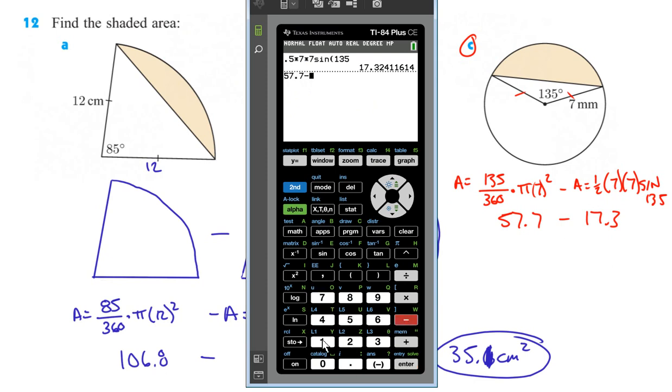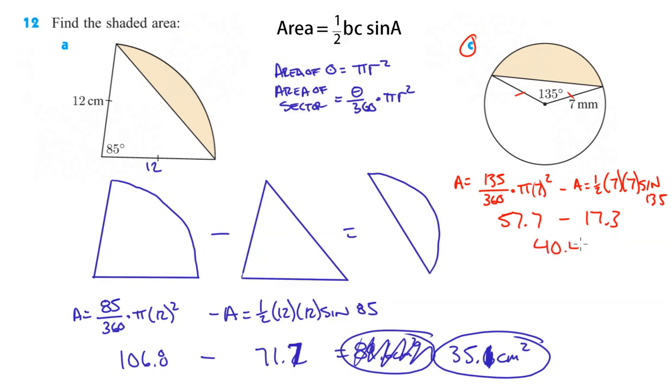57.7 minus 17.3 gives us 40.4. And that's going to be millimeters squared because it's area, right? I got that one right on the first shot. That's good. Okay. All right.